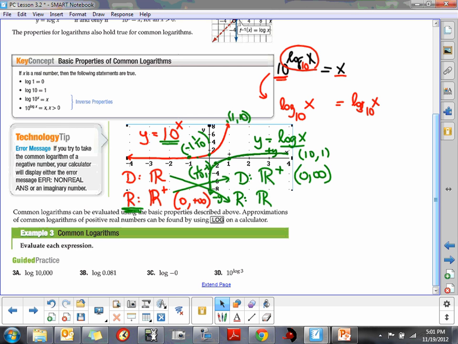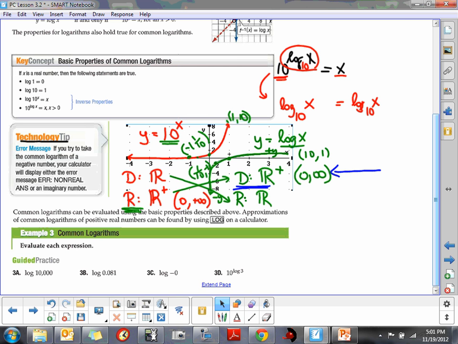So whenever we look at these, we know that the logarithm will be the inverse of an exponential, which means the domain and range get turned around, which is nice to think about in this technology study tip. If you try to take the common logarithm of a negative number, your calculator will display error, non-real answer, or an imaginary number. That's because of this domain restriction sitting right here. So what I want to reemphasize is you never can take the log of a negative, because logs of negatives are undefined in their domain. So we've got to keep that in mind as we try to evaluate.